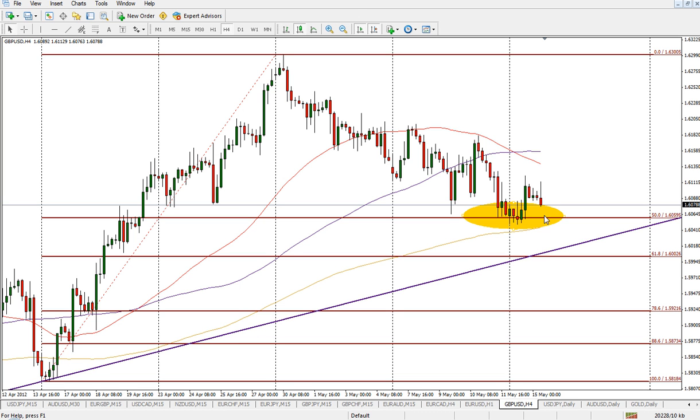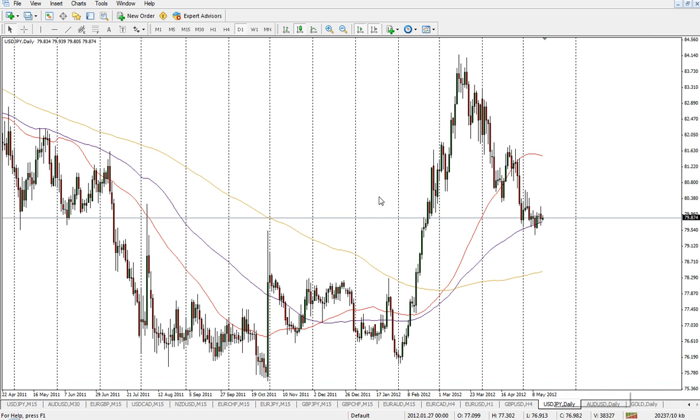So yeah, that's what it's all about for cable really. The 50% level and the trend line support. If we get a break of that, then we've got the 61.8, which stands at 1.6002. So pretty much a 160 handle there. Yeah, that's all for cable. Let's have a look at dollar yen.